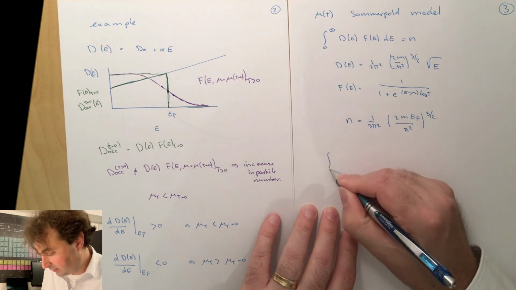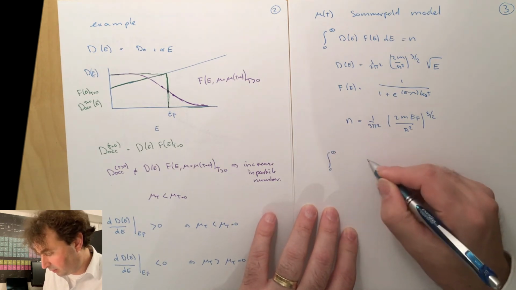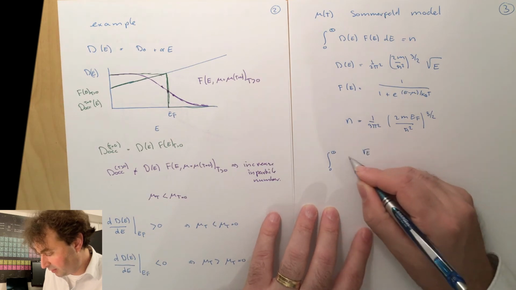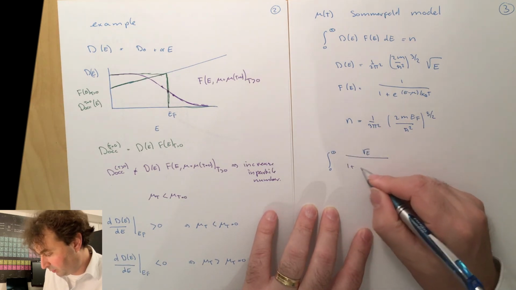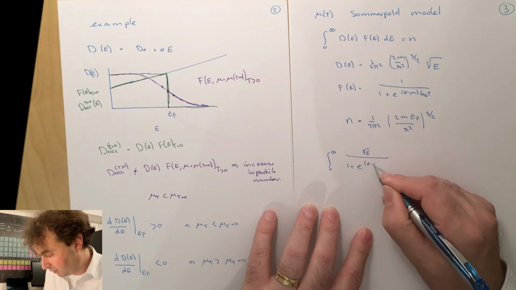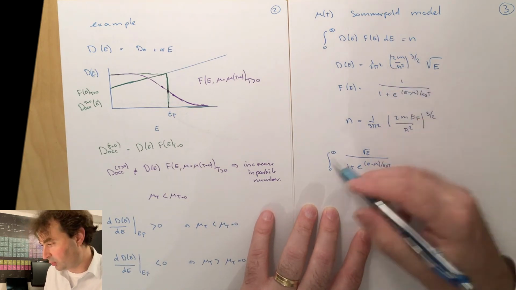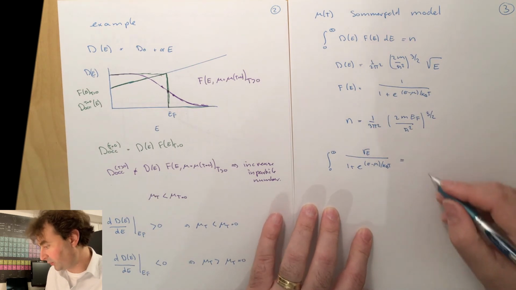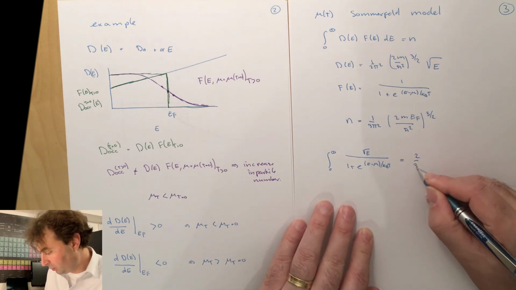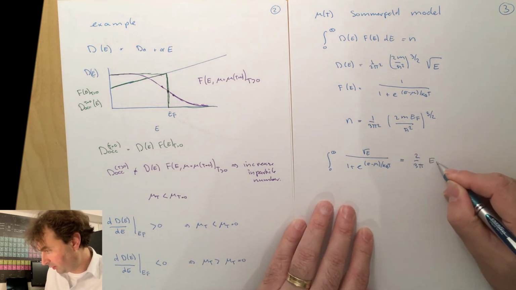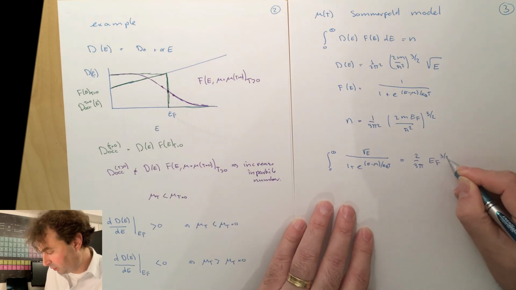We can fill in these three equations for the density of states, the Fermi function, and the density of particles. And what we get is that the integral over the square root of the energy divided by 1 plus e to the power (E minus mu) divided by k Boltzmann T, where I just took all the constants to the other side of the equal sign, is 2 over 3 times the Fermi energy to the power 3/2.